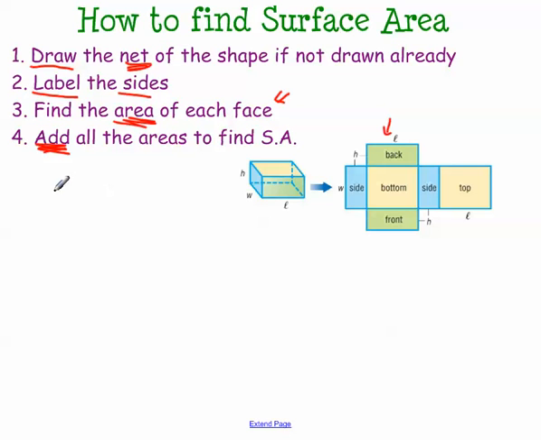When I think of surface area, I kind of think of a present. When I wrap a present, I'm going to have to use more wrapping paper because I'm not just going to wrap one face of the box. I have to wrap all faces of it, the bottom, the top, the sides, and the front and back. So let's do an example.